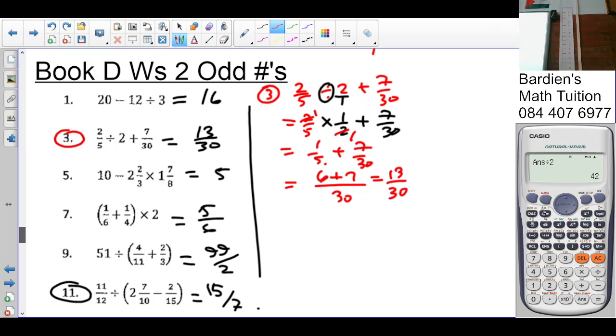Any problems with number 5? No. 7? No. People, this sum is worth 25 marks in your exam.